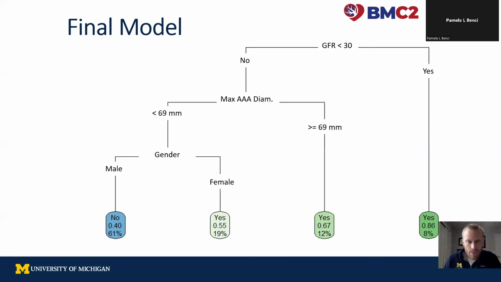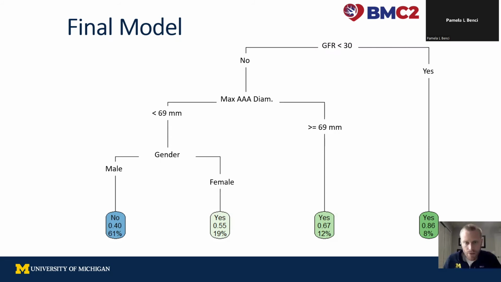Down here, we call these the terminal nodes. The yes or no is depicting whether the variable successfully predicted contrast-associated AKI after EVAR. So you can see a couple yeses here, no's, and I'll walk you through this. The number down here is referring to the probability of contrast-associated AKI, and then the percentage is the percentage of sample within the node who actually had contrast-associated AKI after EVAR.